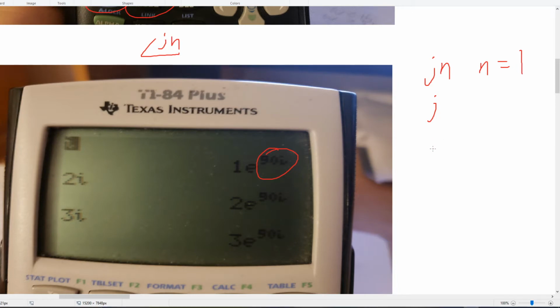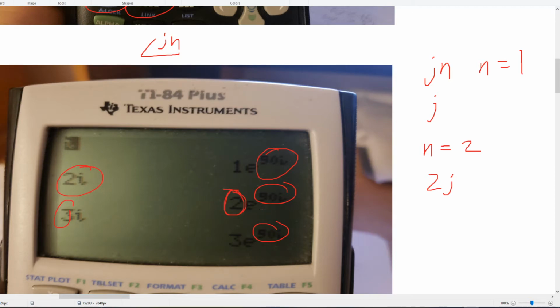So we have jn, and now we're going to try n equal to 2. So this is equal to 2j. If you put in 2i on your calculator, you still get 90. The magnitude changes, but no matter what, you still get 90 degrees. If you put in 3, you still get 90. No matter what number you put in for n, you're always going to get 90. That is a pattern. Even if you put in 0i, I still think you should be able to get 90, but I think it's actually no. I don't think you'll be able to get that. You'll probably get 0.